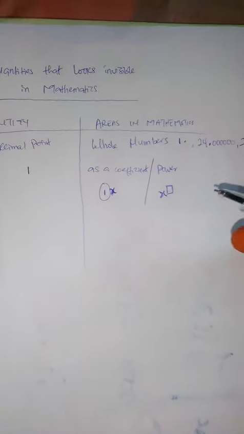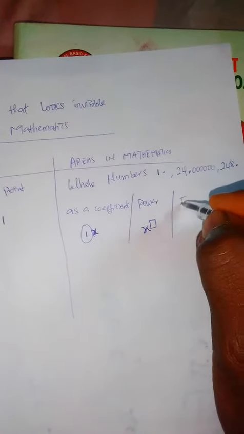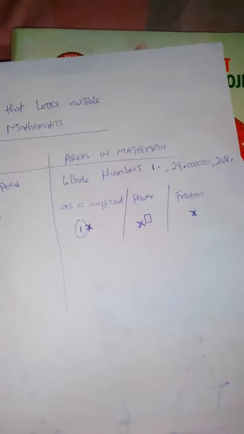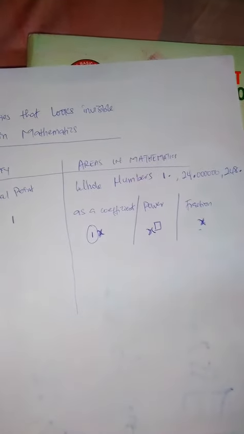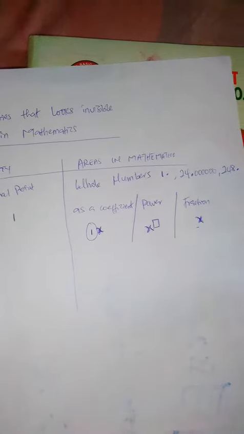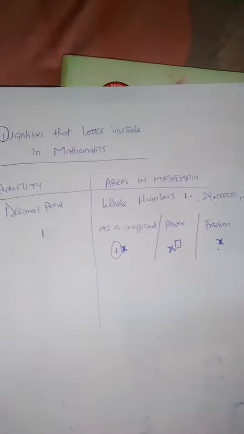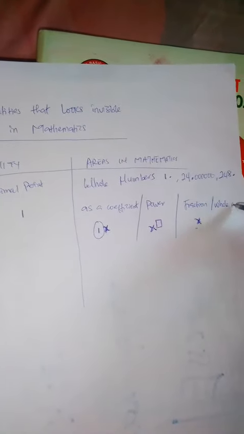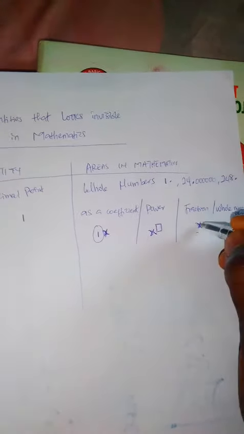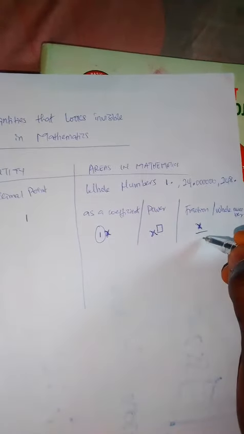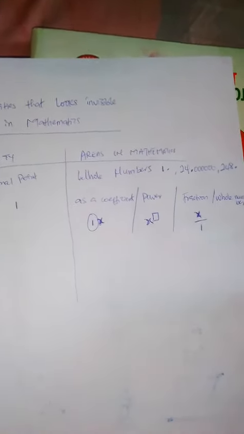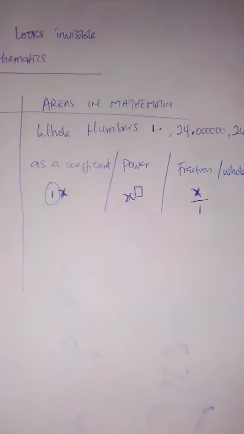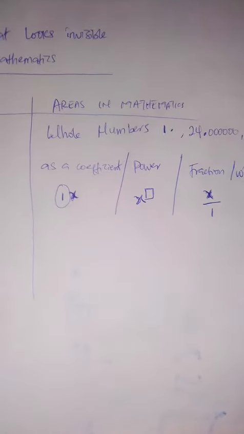And finally, we have it as a fraction. That is x also. Other areas where you see fractions can be 2 over 3, 4 over 5, 7 over 7, or we call it a whole number also, where x here represents a whole number, and then it is like over 1. It is acceptable in mathematics. I can say x is the same thing as x over 1. So these are the areas where quantities look invisible in mathematics.